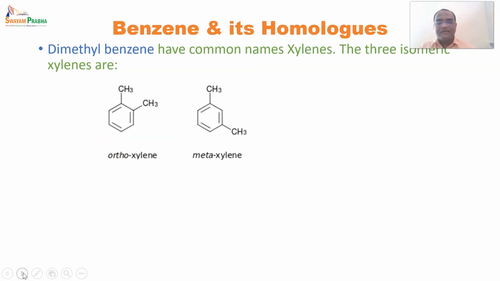After that, metaxylene. It is at the meta position, or the third position, so it is called metaxylene. And after that, paraxylene. So these are the 3 isomeric structures of xylenes. Isomeric means that they have the same molecular formula, but the structural arrangement is different. Such kinds of compounds are said to be isomeric.